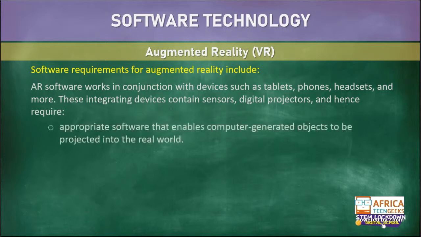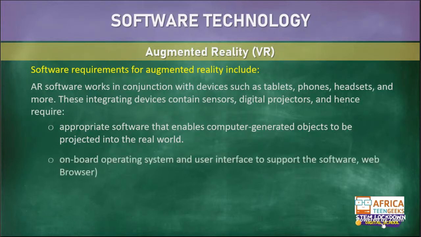Number one, an appropriate software that enables computer-generated objects to be projected into the real world. So there is need for a software that can enable computer-generated objects to be projected into the real world. Number two, an onboard operating system and user interface to support the software and also the web browser.